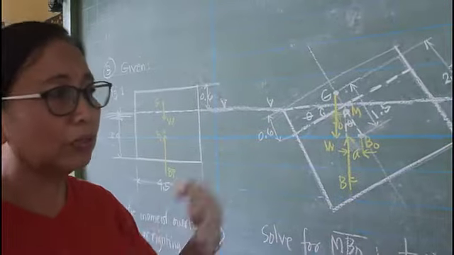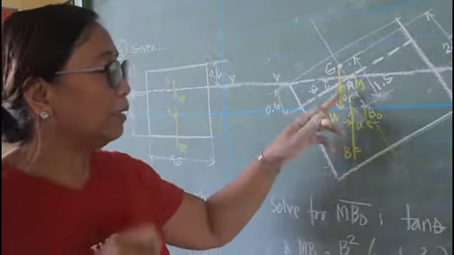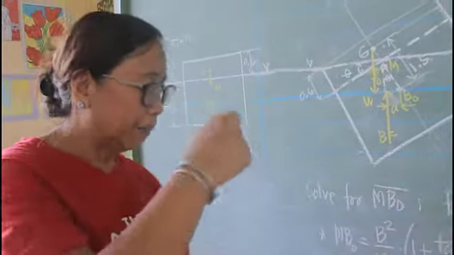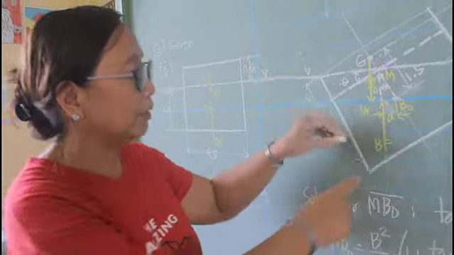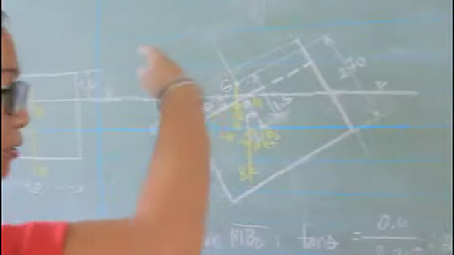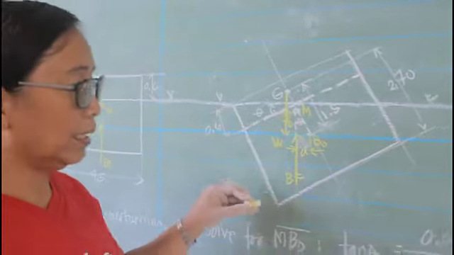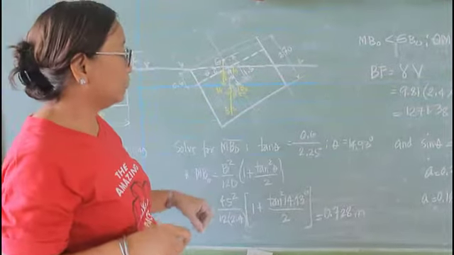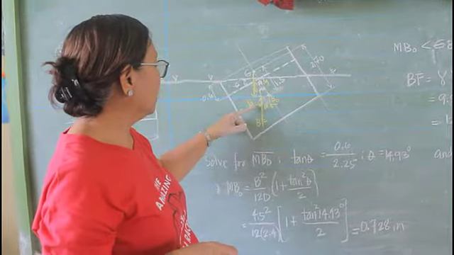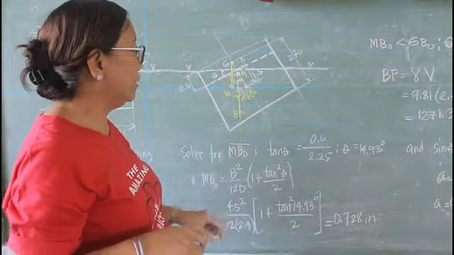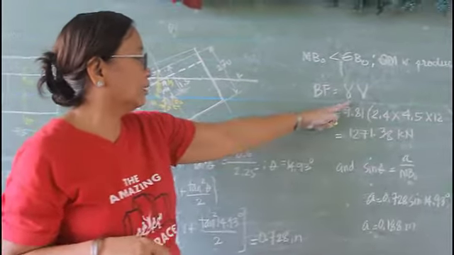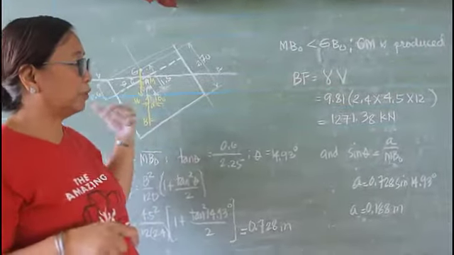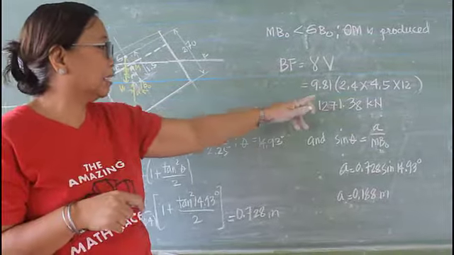Pagka ang M ay below G, the moment that will be produced is an overturning moment. Kamukha nito, G and BF, pag ganun siya, lulubog siya. It will be an overturning position na siya. So what is the overturning moment that is produced by this couple, W and BF? Ang BF natin is tubig. Yung volume na nakalubog is 2.4 times 4.5 times the length of the scow, which is 12.